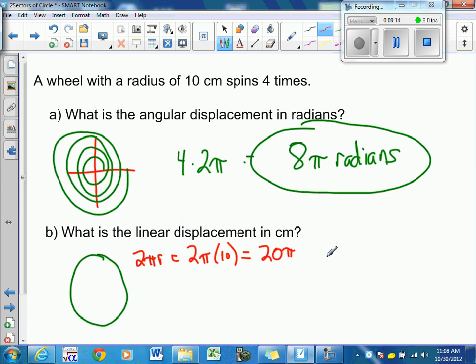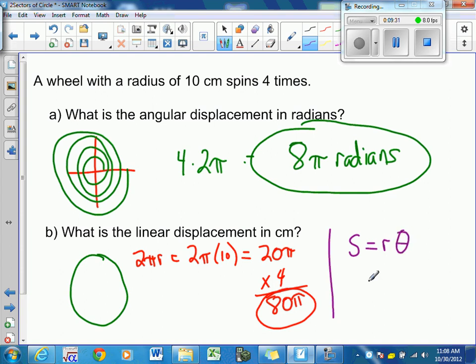That's kind of not really using what we've just been talking about. Let's use our formula. S equals r theta. My arc length, my angle, my radius is 10. My angle is 8 pi, so I get 80 pi. I get the same answer both ways, whether I just figure it out using my circumference, or using our formula for arc length that we used earlier.